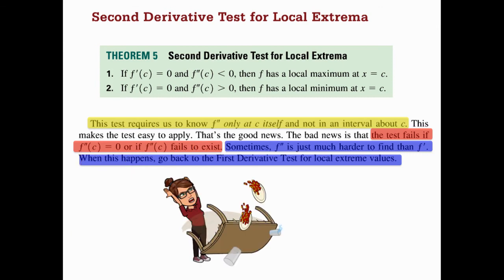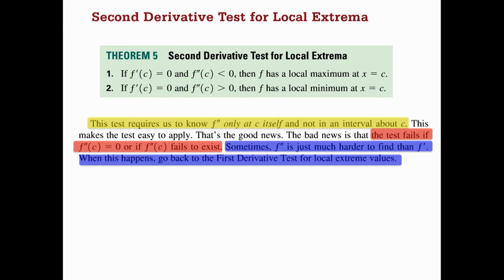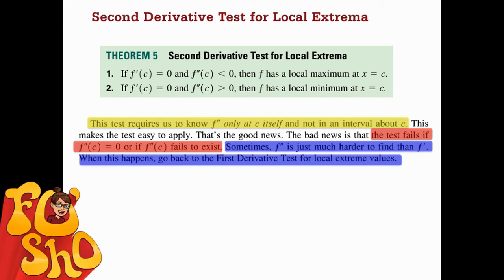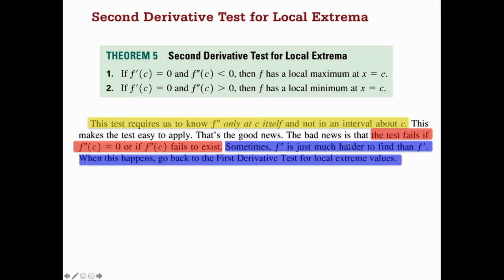If you try to do the second derivative test and you come across those items in red, you may want to resort to the first derivative test instead. Like it says in blue, the second derivative is just much harder to find than the first derivative. But when this happens, we go back to the first derivative test for local extrema. So again, you have two tools. You'll most likely use the first derivative test. However, sometimes it's handy to know the second derivative test.